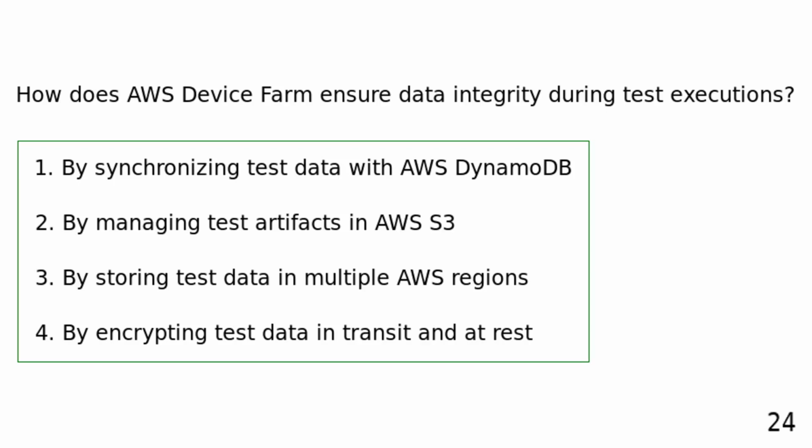How does AWS Device Farm ensure data integrity during test executions? By synchronizing test data with AWS DynamoDB. By managing test artifacts in AWS S3. By storing test data in multiple AWS regions. By encrypting test data in transit and at rest.